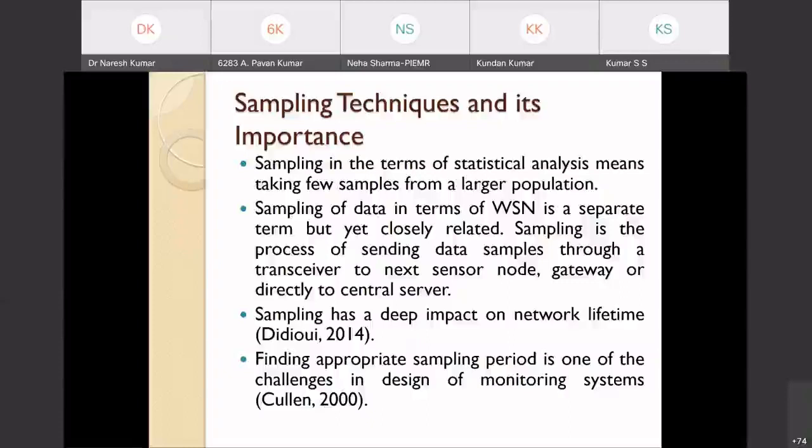Although the number of samples sensed by these nodes to be transmitted is very small, the continuous transmission of this sample data uses a lot of energy. Sampling, in terms of statistical analysis, means taking a few samples from a larger population. So instead of transmitting all the values, for example, if you are monitoring temperature and we keep transmitting the same information, there is hardly any abrupt change in the temperature, and that is not going to give any advantage.